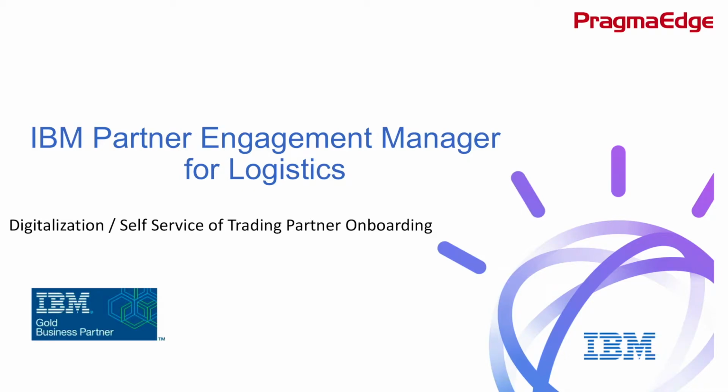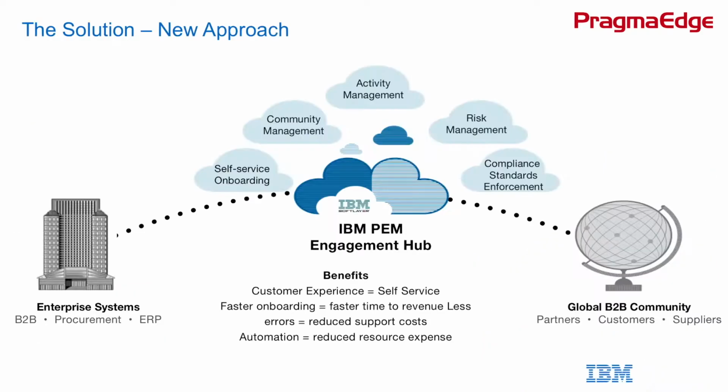Hi everyone. In this video, I'm going to walk you through a brief demonstration of IBM Partner Engagement Manager for a logistics network. IBM PEM is a cloud-based engagement system that enables faster onboarding, collaboration, interaction, monitoring, and visibility into the activity flows between companies and their partners, customers, and suppliers.